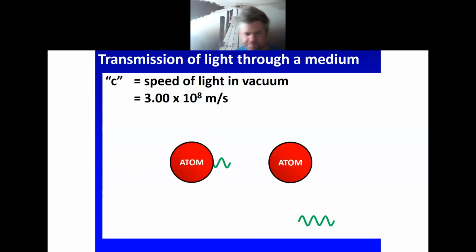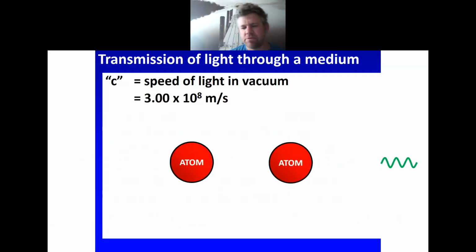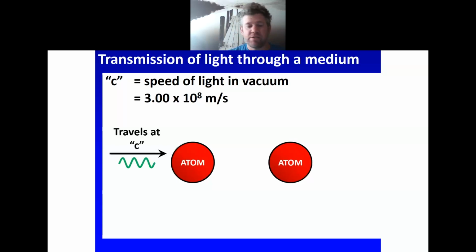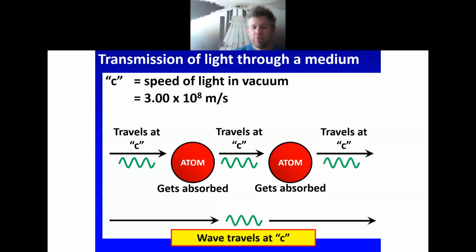All right? So what we see is that light wave hits that atom, starts to get jacked up a little bit. That atom starts to move around a little bit, releases it again. The one in the vacuum on the bottom is able to travel at just a steady speed. So it travels at c, gets absorbed, travels at c, gets absorbed, and then travels at c. Whereas the bottom one, that wave just travels at the speed of light.